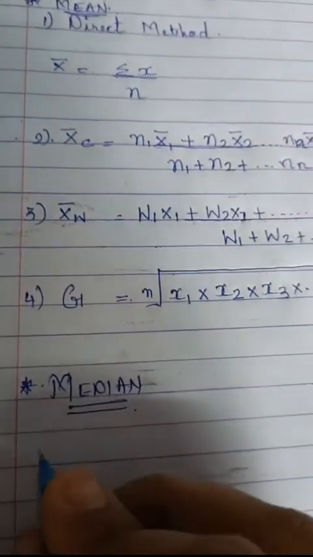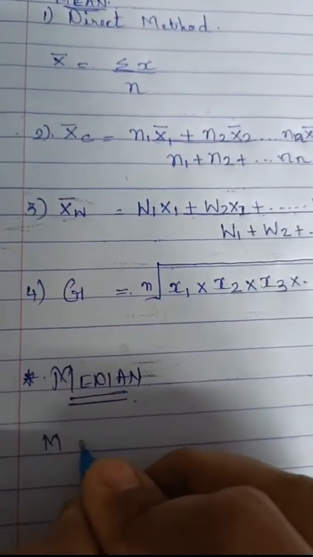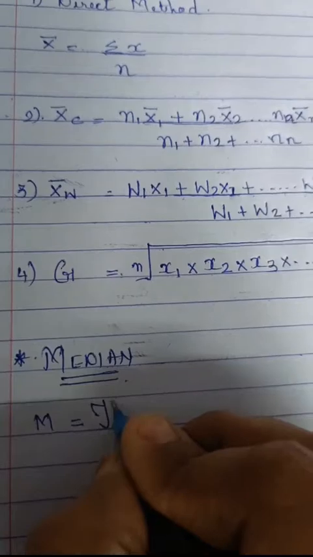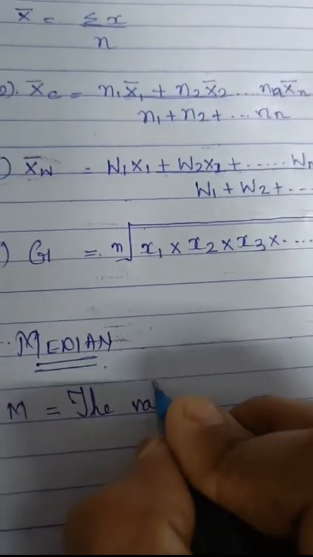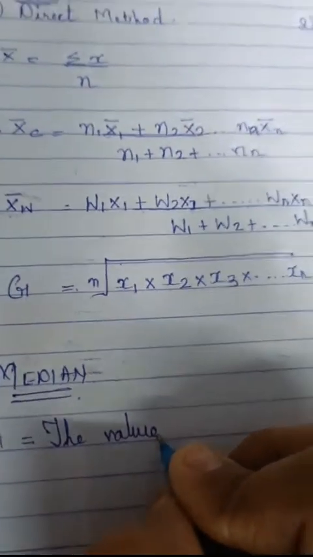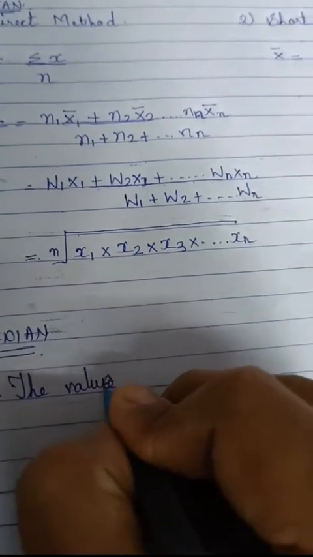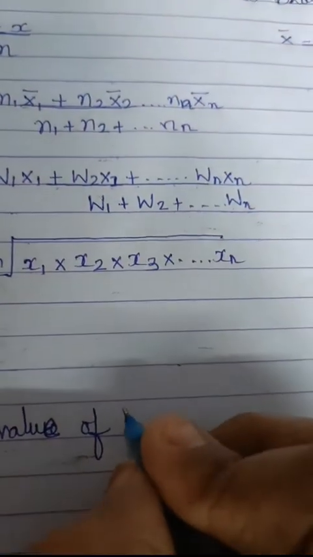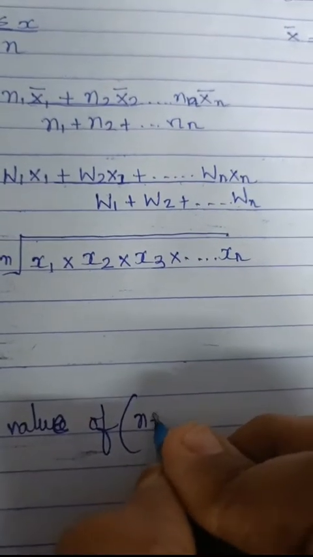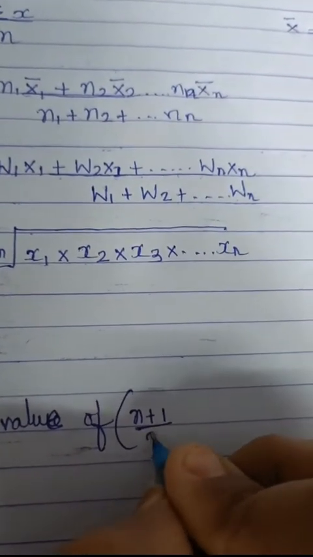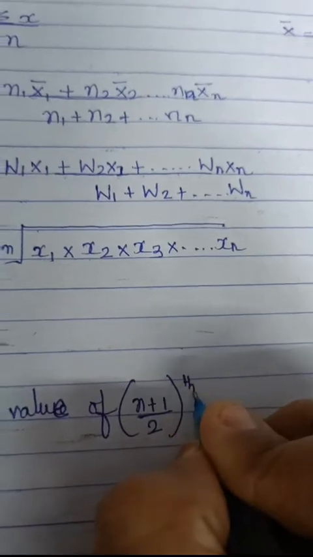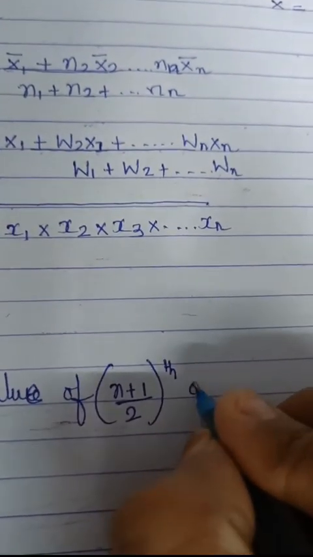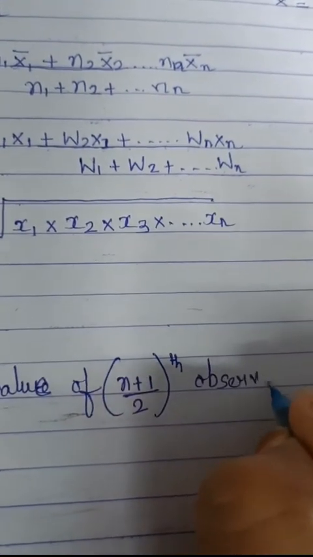For finding the median, the formula is M equals the value of the (n plus 1) divided by 2 observation, where n is the number of ungrouped observations.